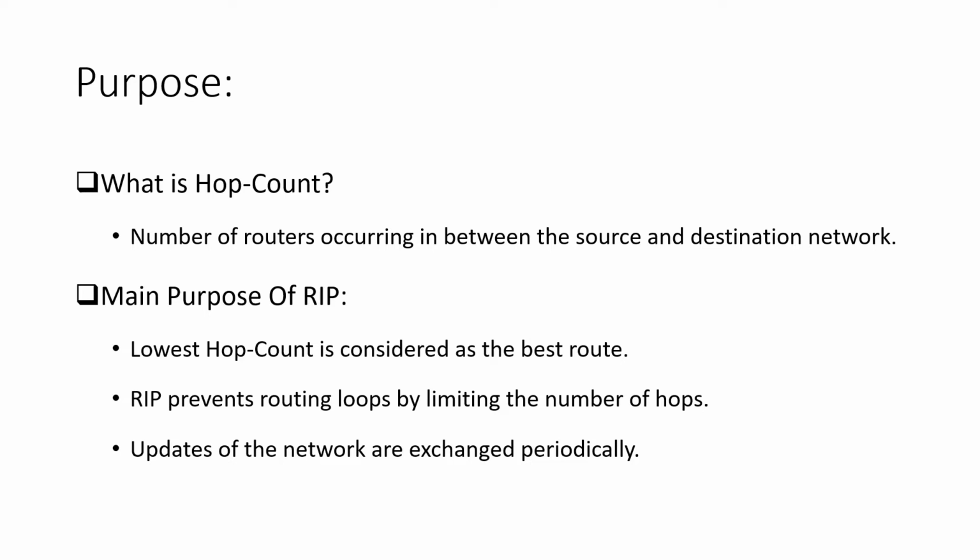What is the purpose of RIP? First, we will learn what is hop count. Hop count is the number of routers occurring in between the source and destination network. Main purpose of RIP: the path with the lowest hop count is considered as the best route to reach a network. So here, routing information protocol is the one who prevents routing loops by limiting the number of hops allowed in a path from source and destination. RIP periodically updates the network by exchanging packets via these hop counts.